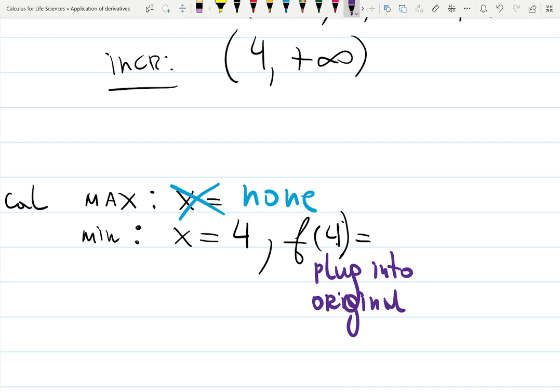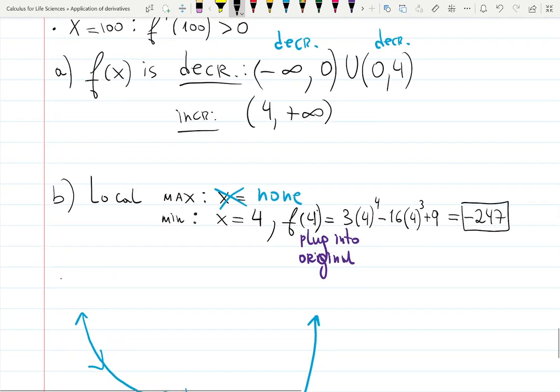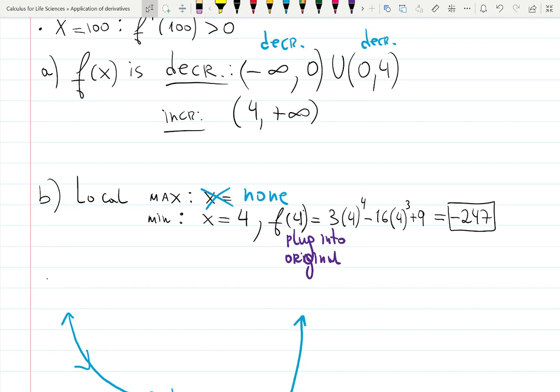You want to know how high or how low that point is, and it means you're plugging into the original. The original function is 3x to the 4, 4 to the 4, minus 16, 4 to the 3, plus 9. So, carefully calculating, that gives me -247. Oh, thank you. That was fast. -247. That's what I have in my notes. Do you have my notes or something? Good job.